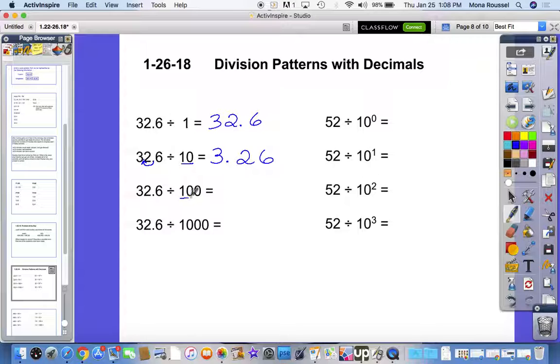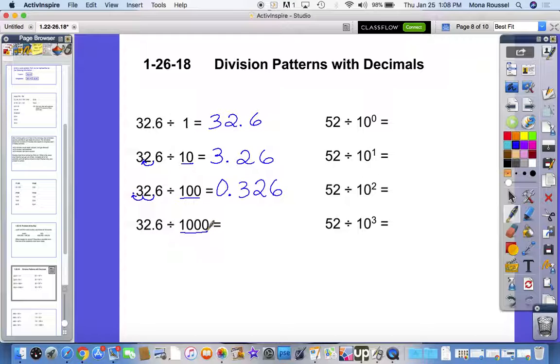In the next example, we're dividing by 100. Well, 100 would represent two place value columns, so we will move the decimal 2 times to the left. The decimal ends up in front of the 3. So we have 326 thousandths. The 0 placeholder in front of the decimal is optional. You can put it if you'd like, but you can leave it off as well.